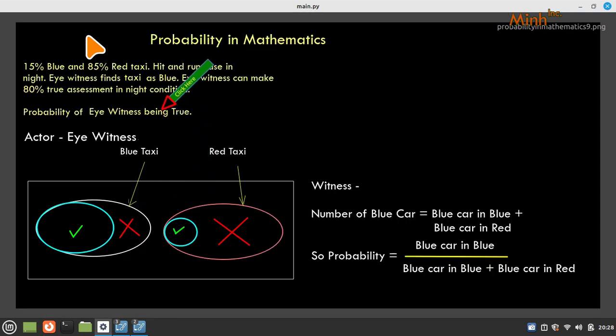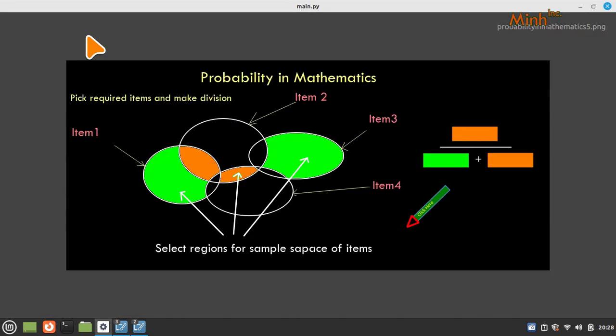Okay, then we went to Bayes theorem. So if this is the case, like blue and red taxi, and a blue taxi is involved in a hit and run case as per the eyewitness, where the eyewitness is only 80% true, in that case from the actor's eye, the eyewitness, we find the sample space. So this is the sample space plus this is the sample space. So the cross is gone and we see the total sample space, and whatever we are looking for, we divide. Same thing as what we did. Total sample space plus what we want.